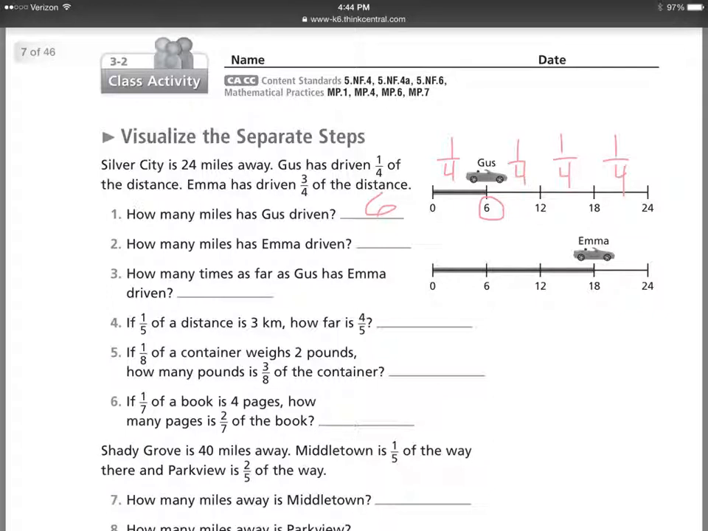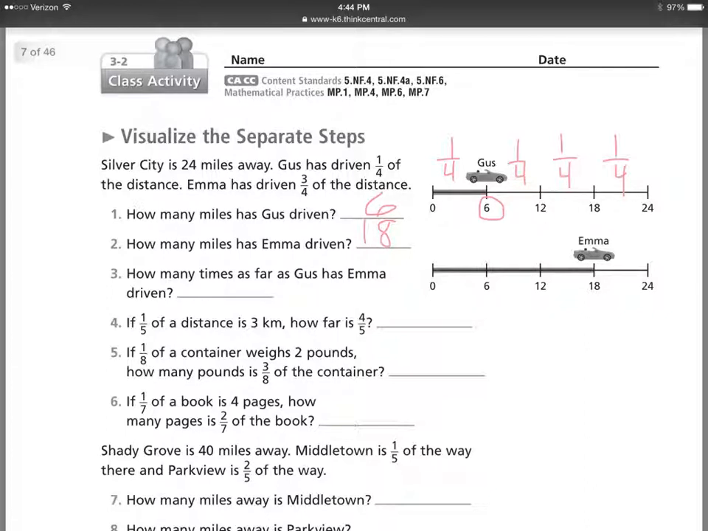Now, how many miles has Emma driven? 18 is correct. Question number 3 is the tricky one. How many times as far as Gus has Emma driven? How many times further has she driven?